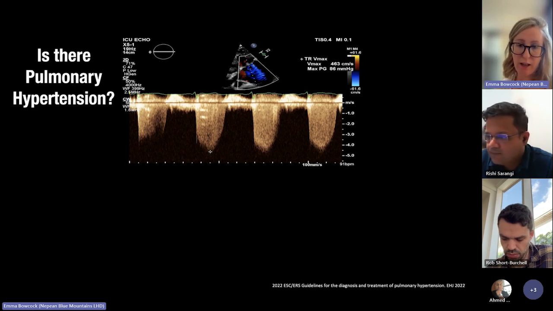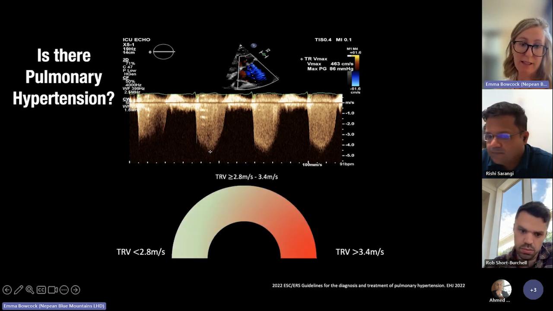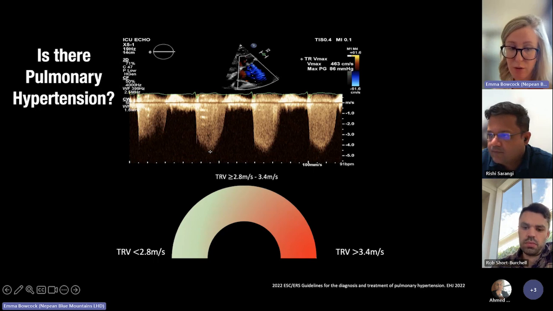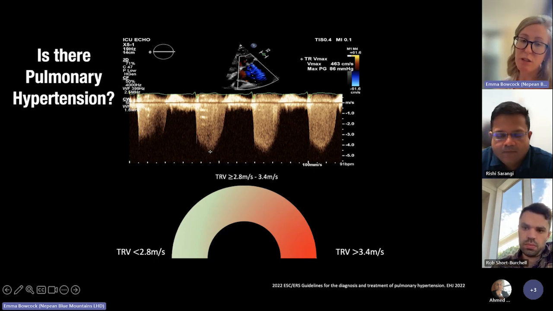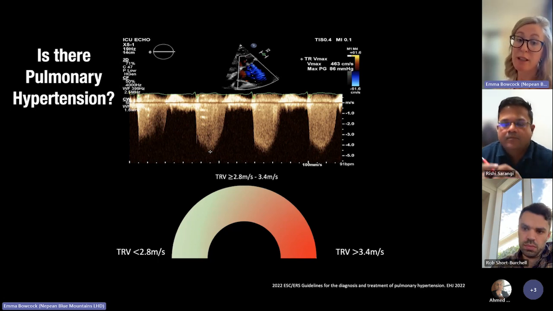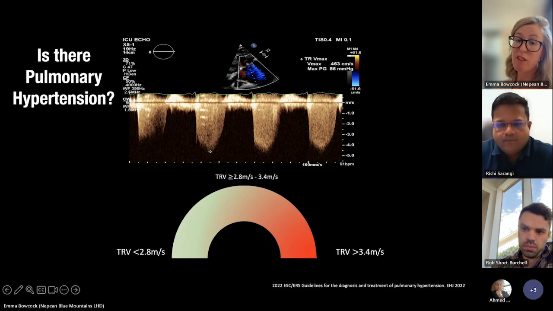So if we have more than 2.8, then we have a possibility. If it's less than 2.8, we think there's probably not pulmonary hypertension. What would be the caveats to this, though? We see this all the time, right? Patients have rip-roaring pulmonary vascular dysfunction, raised PVR. There's two main things.